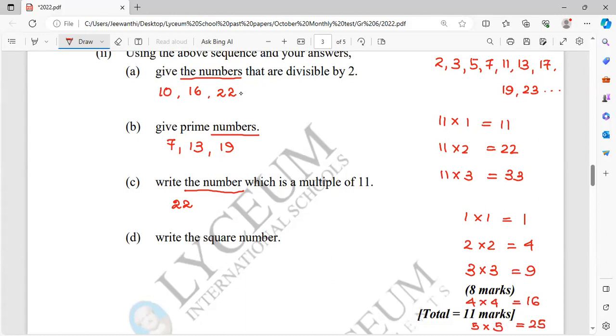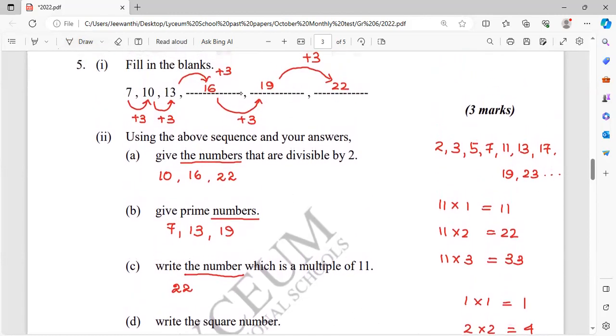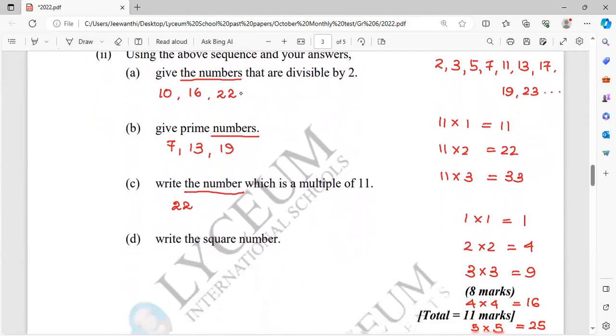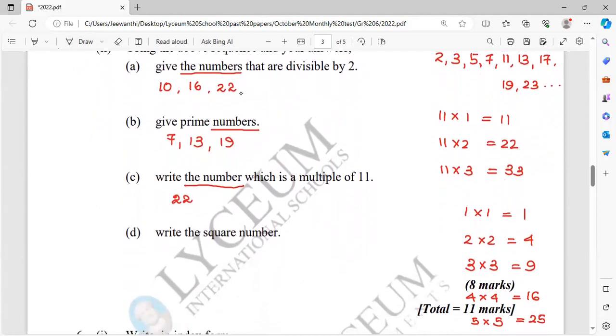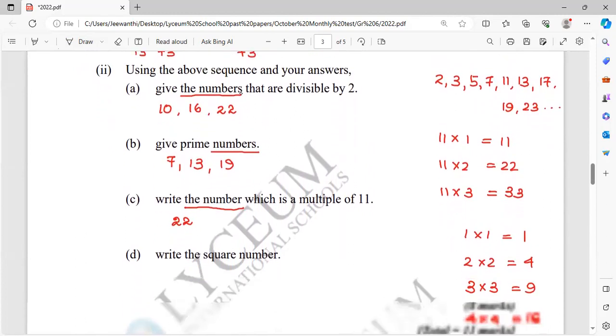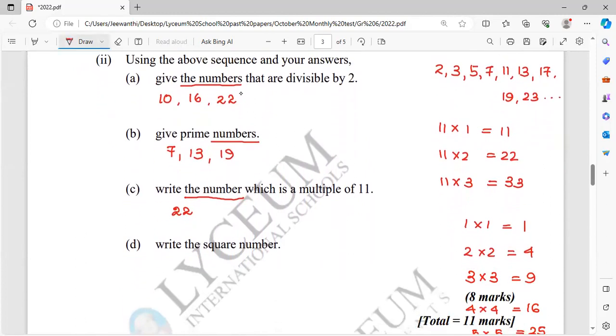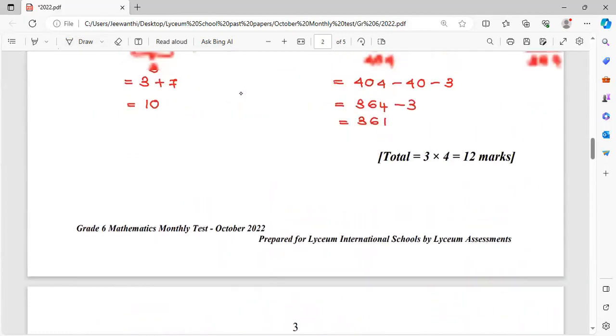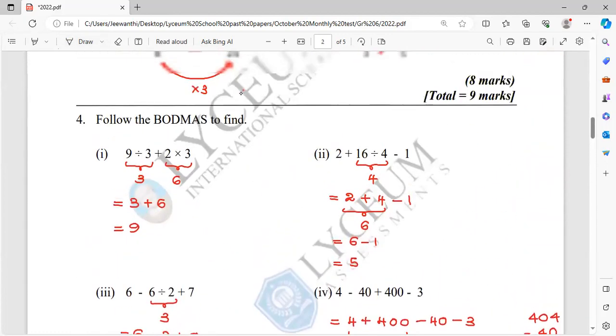I don't calculate after that because the maximum number here I can see is 22. Now you just go through these square numbers. What is the square number you can see in the sequence? It is 16, right?